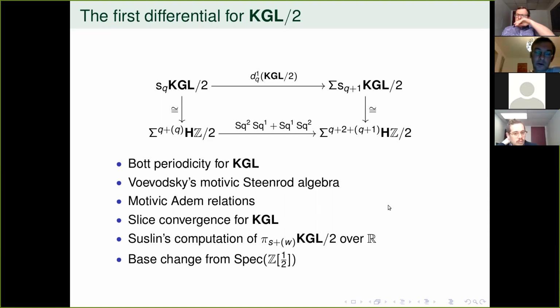And fortunately, Suslin computed mod 2 algebraic K-theory of the real numbers, and this tells you, using the convergence statement, that the differential has to be non-zero. So that's the one. And you can base change from Spec Z, where 2 is inverted, to get this computation over any field of characteristic not 2.